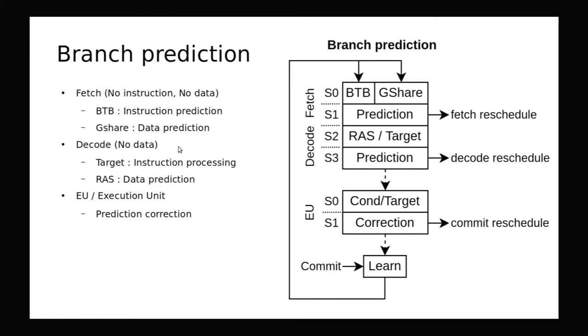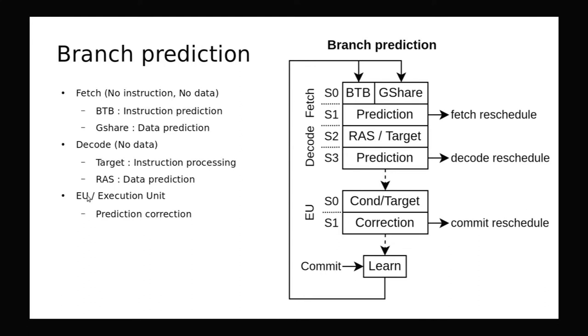We can also do some better data prediction in the case of function call and function return. For instance, the return address stack is a stack structure in the hardware. When we do a call, we push something on it, and when we do a return from a function, we pop something out of it. So that's the kind of improvement we can do here, and using that to do some prediction.